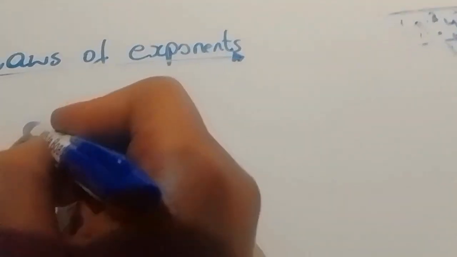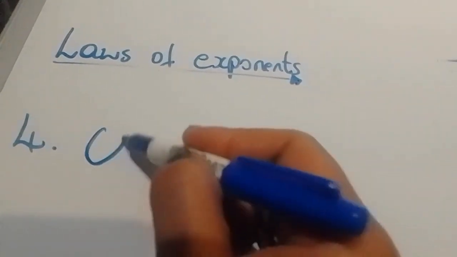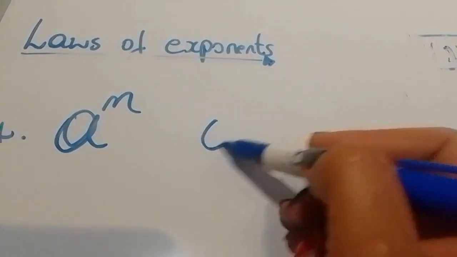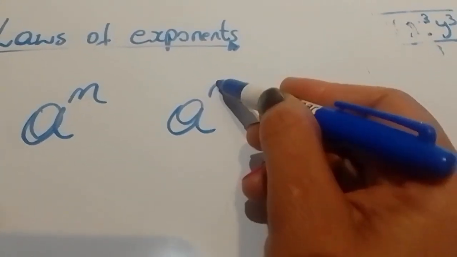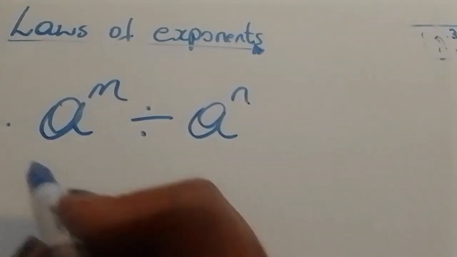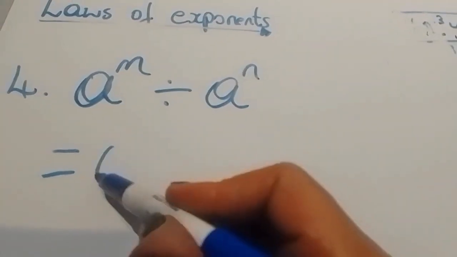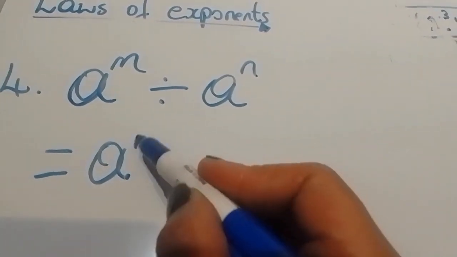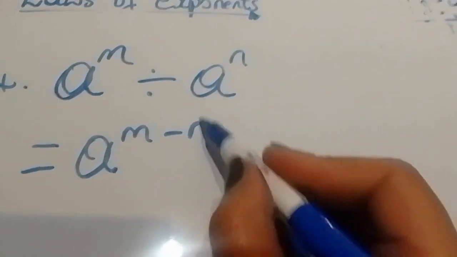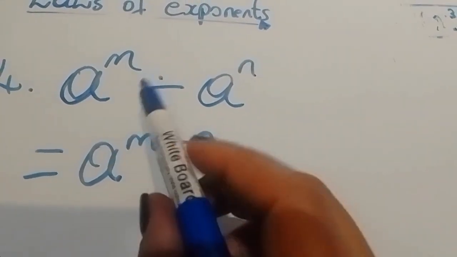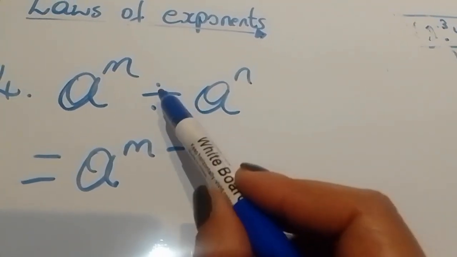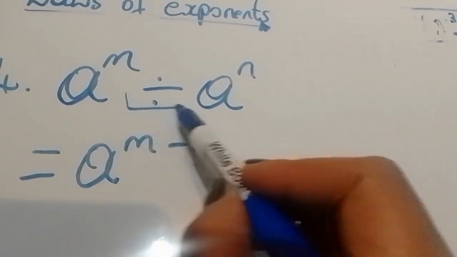Another law of exponents is if now you have the same bases with different exponents and then it's a division in between your terms, then what will happen? It's going to be base a, then we subtract the exponents. Remember, if it was a multiplication, we added the exponents. Now that it's a division, we subtract the exponents. Remember, this only applies if it's a division.